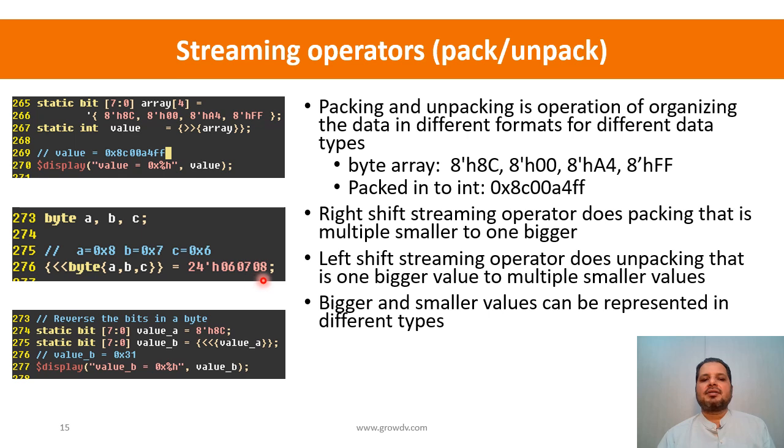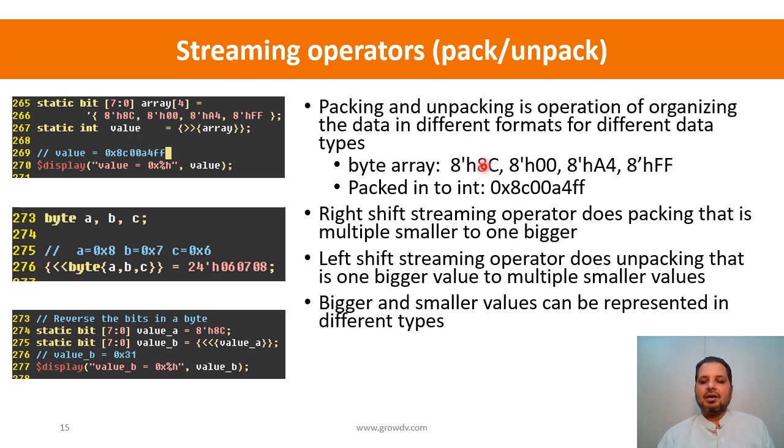whereas the left shift streaming operator will do the unpacking. For example, I now have this 24-bit vector over here, 060708. I want to distribute it into these bytes A, B, C. So I am using the left shift streaming operator and saying byte A, B, C. Once I do this, it will assign A the value of 8, B the value of 7, and C the value of 6. So left shift does unpacking and right shift does packing.